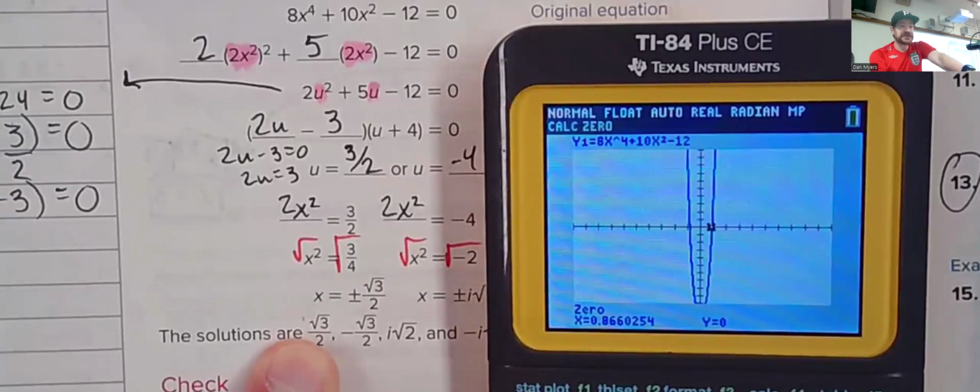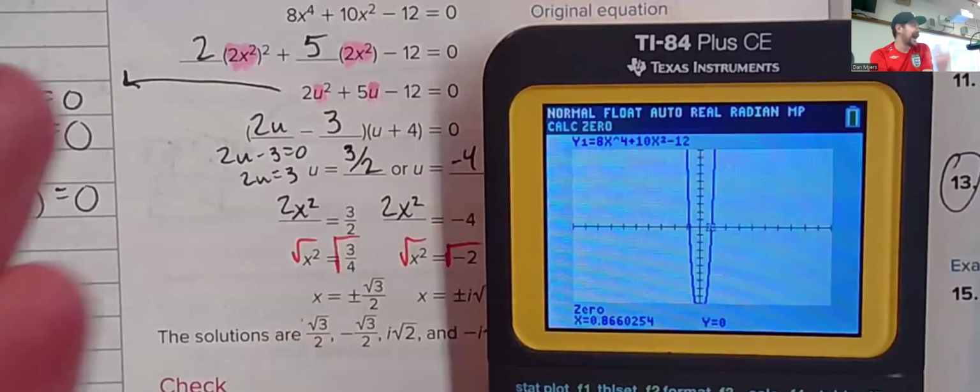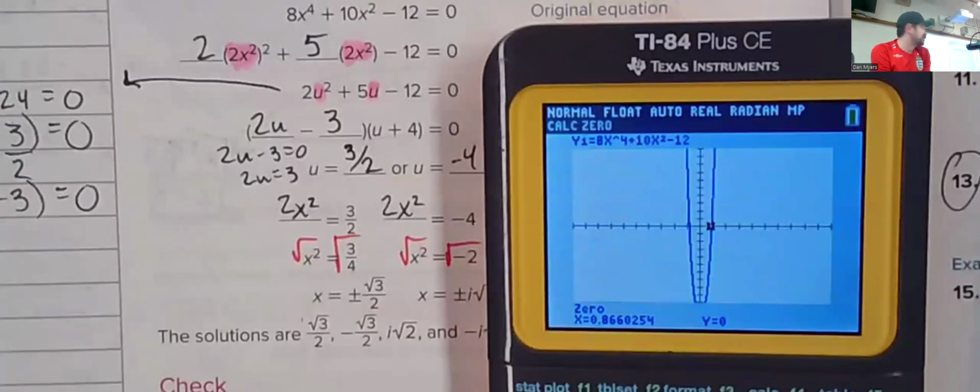So everything that we did on Tuesday is still what we're doing now. We're just using the algebra version of it as opposed to the graphing version of it.